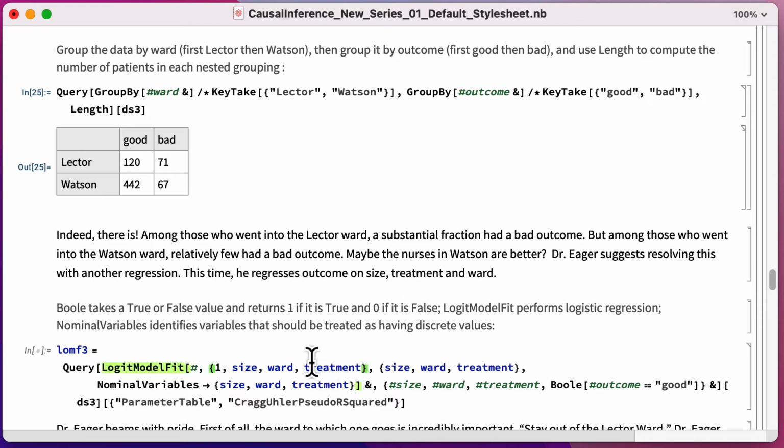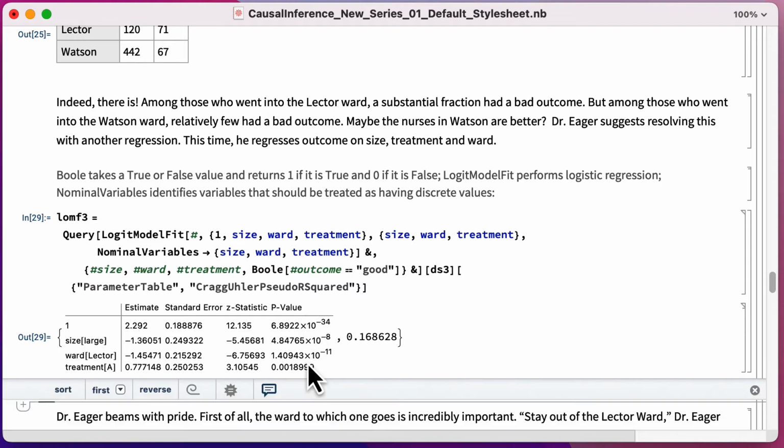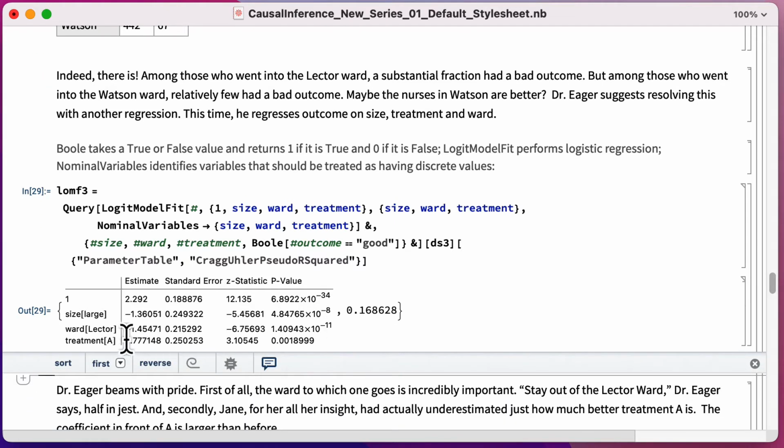So we'll run another logistic regression here. And now what do we see? Now we see, first of all, that being sent to the Lecter ward has a very significant negative effect, or I should say, is associated very strongly with a bad outcome. And we see that we actually perhaps underestimated how important treatment A was.